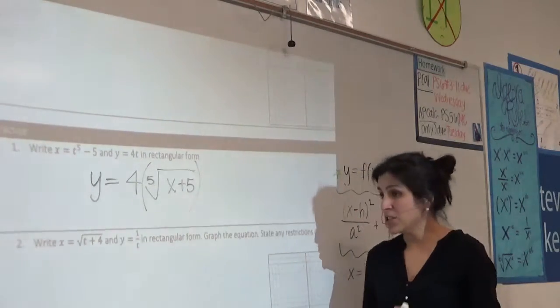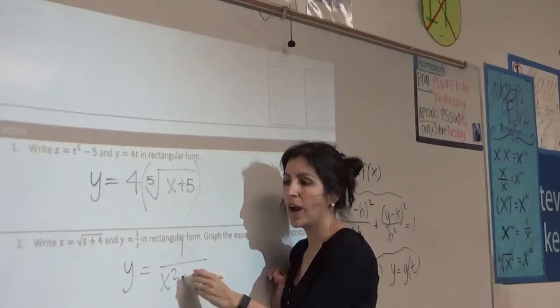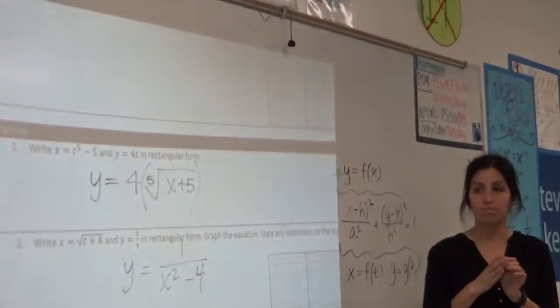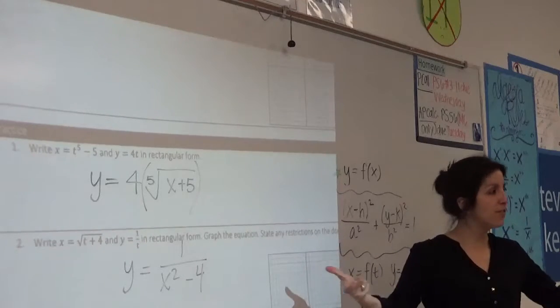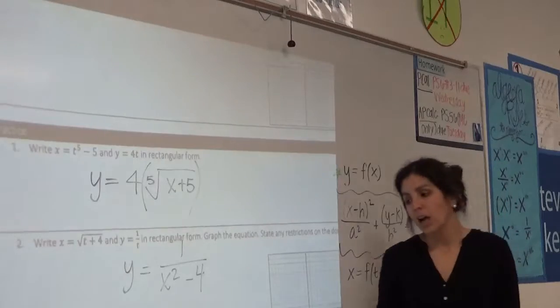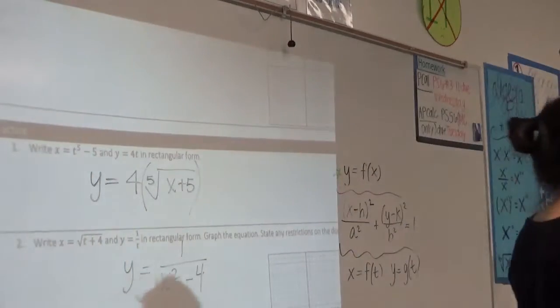Number 2, the answer is y equals 1 over x squared minus 4. Yes. T comes out, expression for t goes in. Is this okay? Alright, I've got one more example that I want to do for you, and then I'm going to show you some things on your calculator.